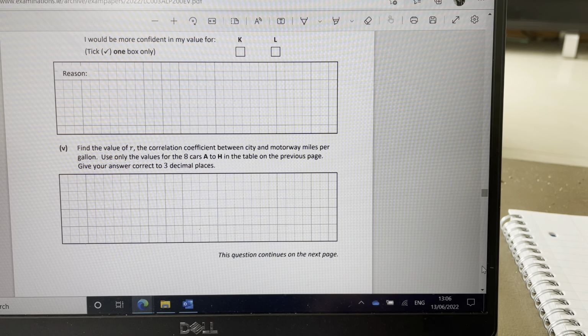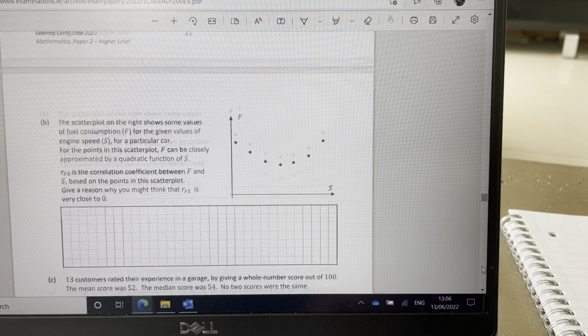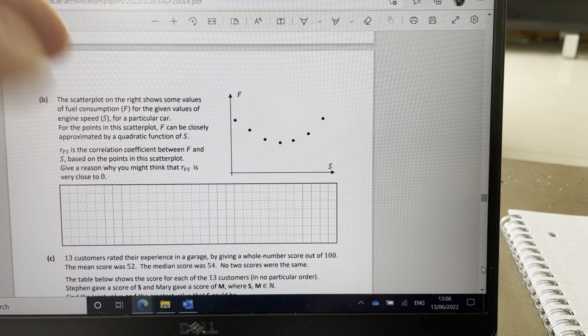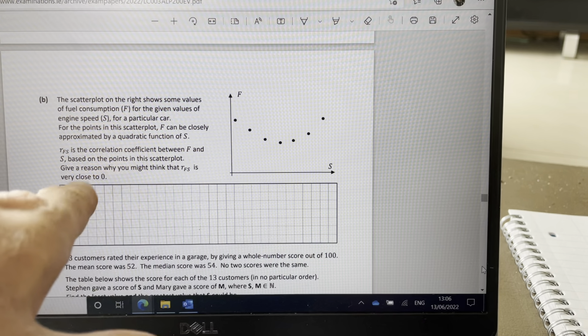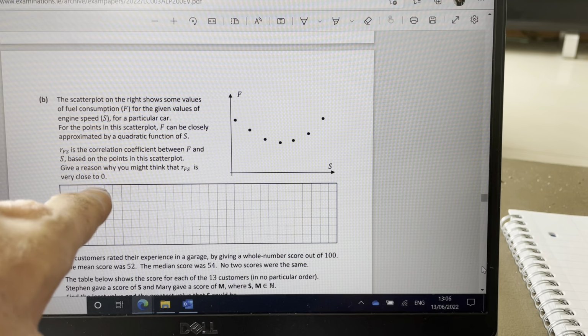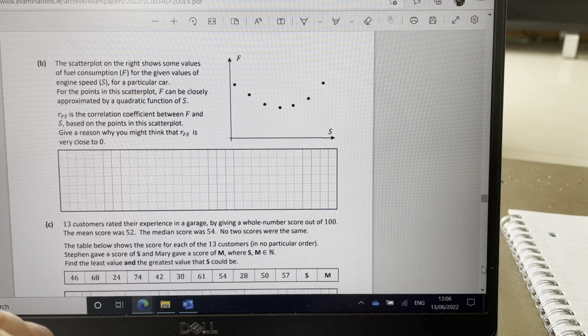Correlation coefficient between city and motorway miles per gallon, that should be fine. And then correlation coefficient again for F and S, where it's very close to 0, that should be okay as well.